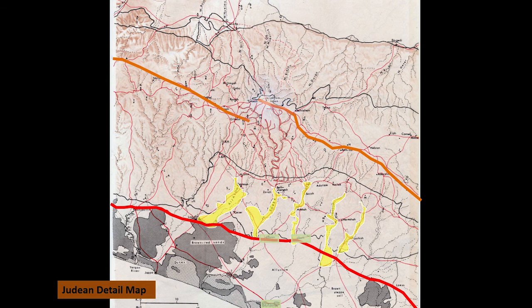Now note the location of Jerusalem, Bethlehem, and Hebron. Hebron is 14 miles south of Bethlehem on the ridge line. You can see these are critical cities up in the highlands.